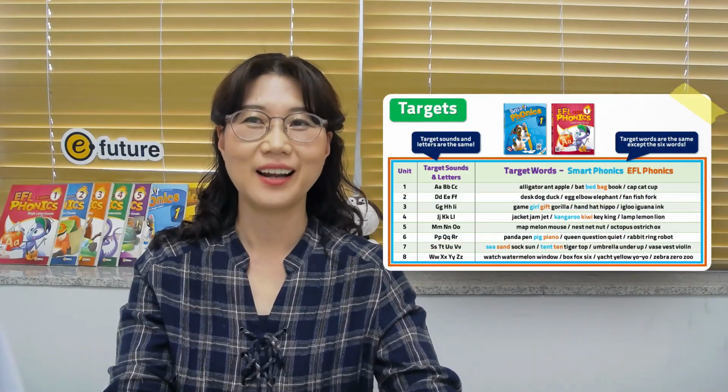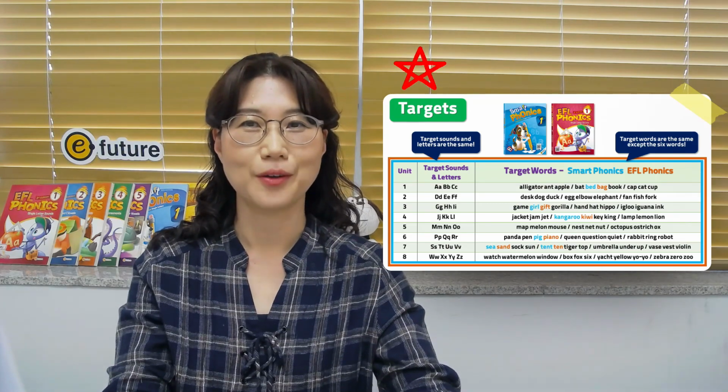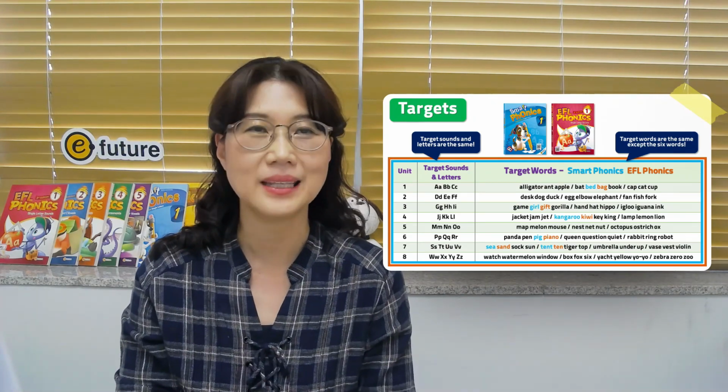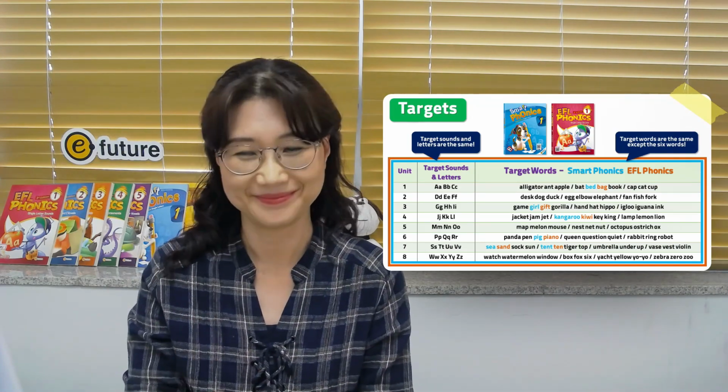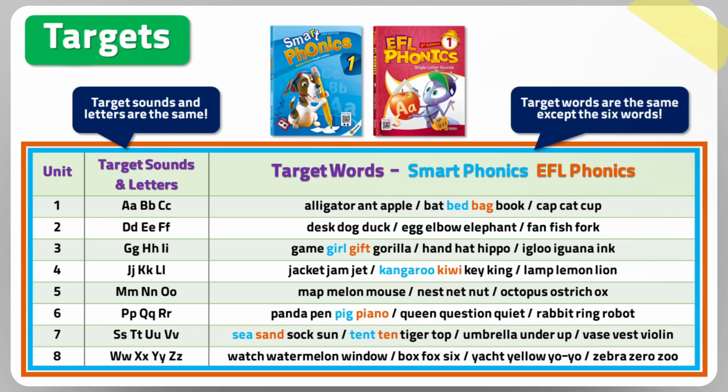First, let's look at the targets. There are 5 levels in both Smart Phonics and EFL Phonics. Today, I'll just compare level 1. These are the targets for Smart Phonics Level 1 and EFL Phonics Level 1. And they are the same, except the 6 words.